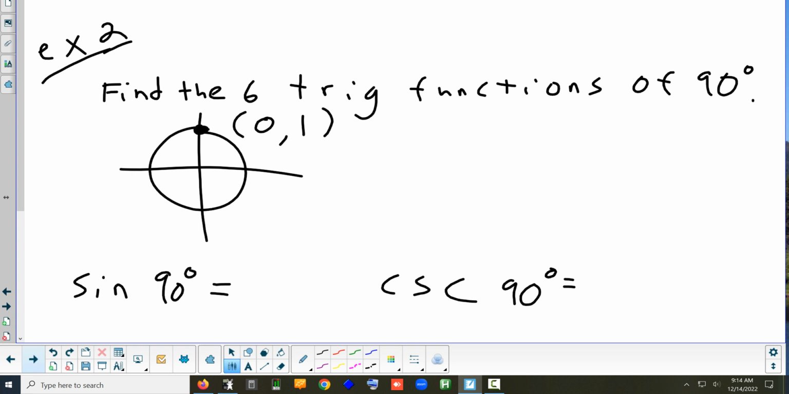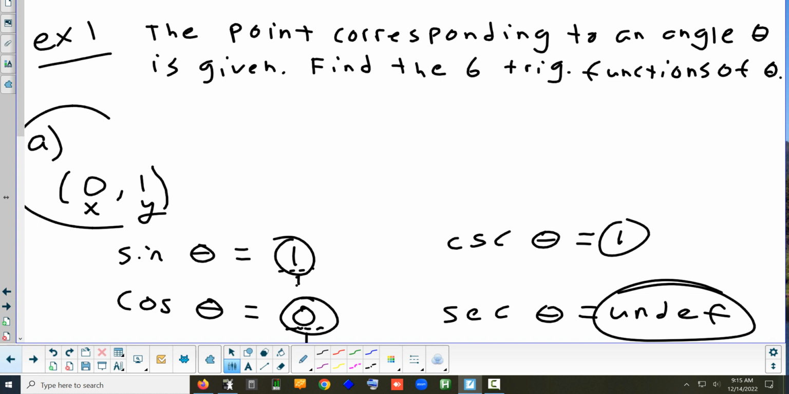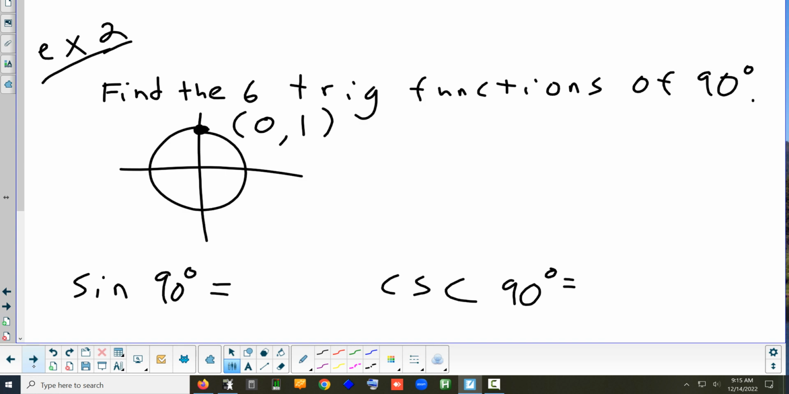Now from here, you'd fill in all 6 trig functions, but we already did that. We just did the problem with 0, 1. So now, example 1a is all the answers to this one. Doing the same problem again. The only additional step was to find the coordinate first. Is there any question on how you get that coordinate?